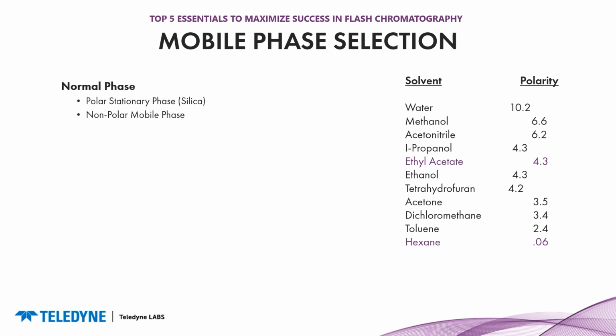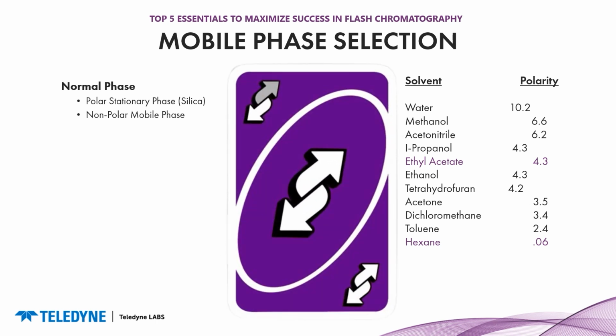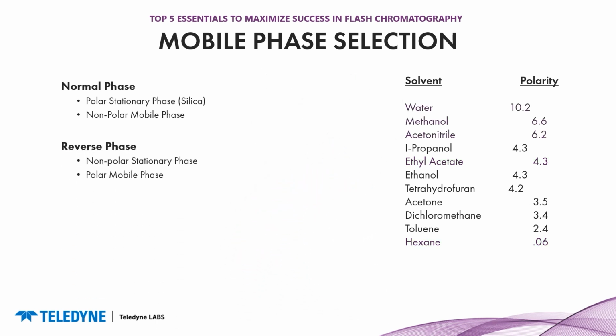Now if we play the reverse card and we switch over to reverse phase, the polarity of the stationary phase and the mobile phase are going to be reversed. So now we're going to be looking at a non-polar stationary phase, the C18, the C8, the C18AQ, and we're going to look at polar mobile phases. So now water, methanol, acetonitrile are highlighted in purple on the polarity chart.